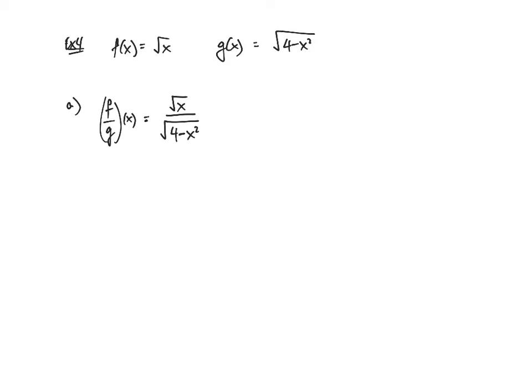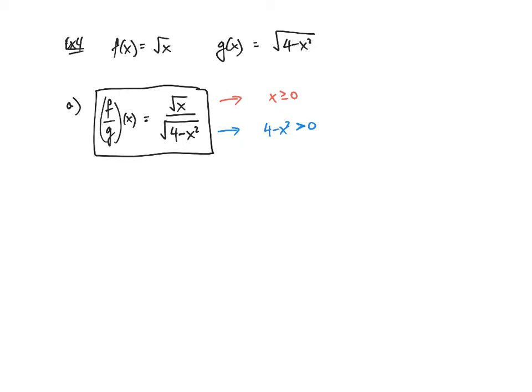Okay, so when you consider the domain of this function, you have two square root functions within the function. So each square root function has its own domain. So for the top one, we know that x has to be greater than or equal to 0. For the bottom one, we know that 4 minus x squared has to be greater than or equal to 0. And actually, it could only be greater than 0. It can't be equal to 0 because it's in the denominator, right? You can't divide by 0.